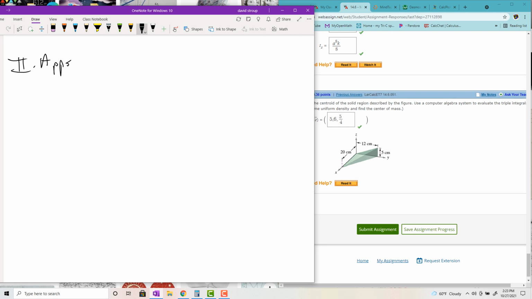So the first one is the centroid issue again. We want the balance point of solid regions now. That's good if you're tossing an object into a spot, into a rotation of some sort, and you want to know what point that object is going to rotate about.